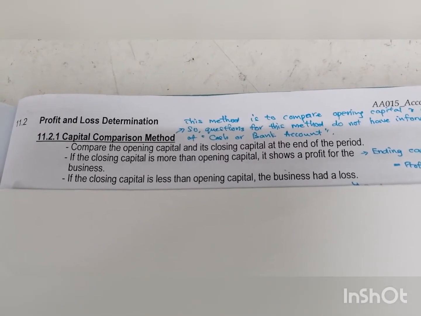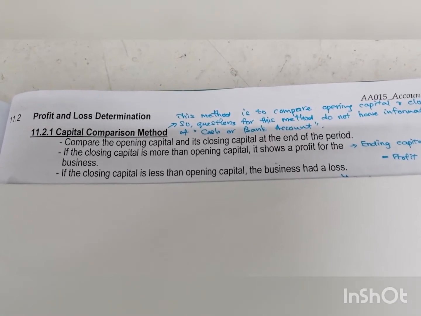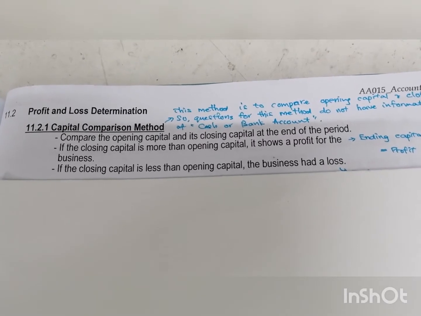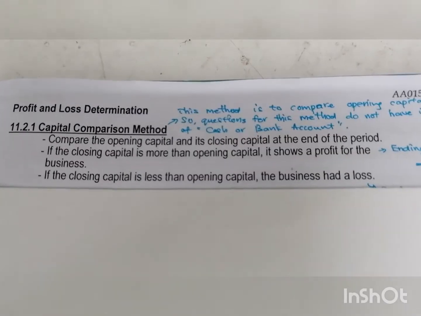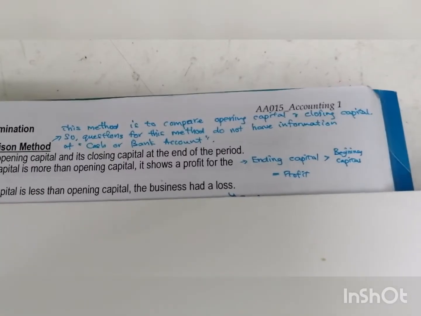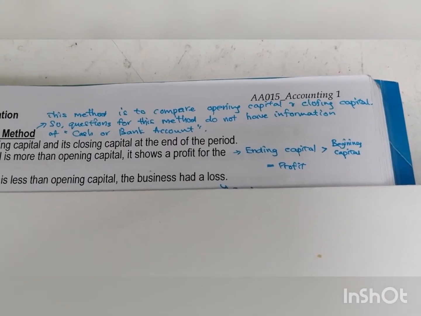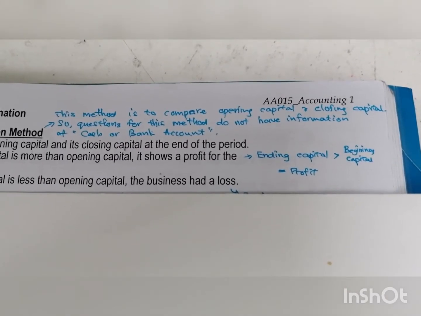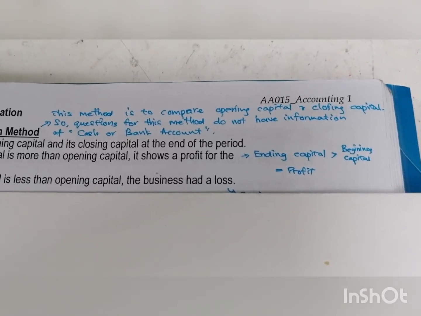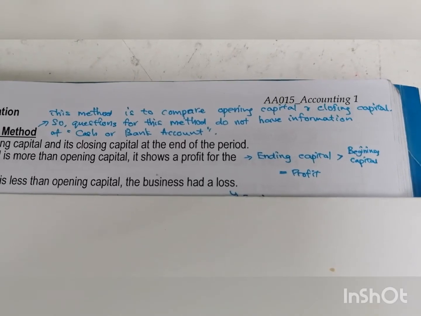In order to find out the profit and loss in the incomplete record, we shall use some kind of method to find out the profit and loss. So the first method is the capital comparison method. As you see in my notes here, this method is to compare the opening capital and closing capital. Therefore, the question for this kind of method does not have information about the cash or the bank account.